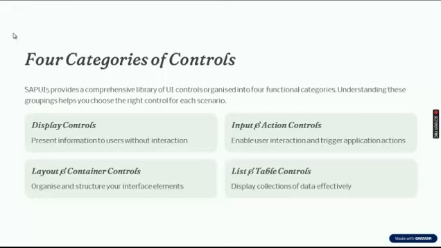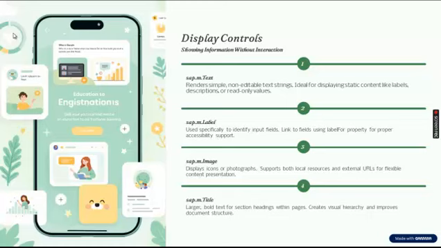So the four categories are display controls, input and action controls, layout and container controls, list and table controls. They are used to show the information to the user without interaction. So first, let's see display controls.